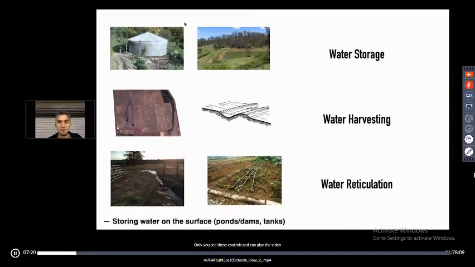This second water strategy would be storing that water on the surface by using pond tanks, harvesting that water with harvesting drains or diversion ditches, and then recirculating that water. It can be with irrigation pipes, or also some kind of drains that will be moving it.